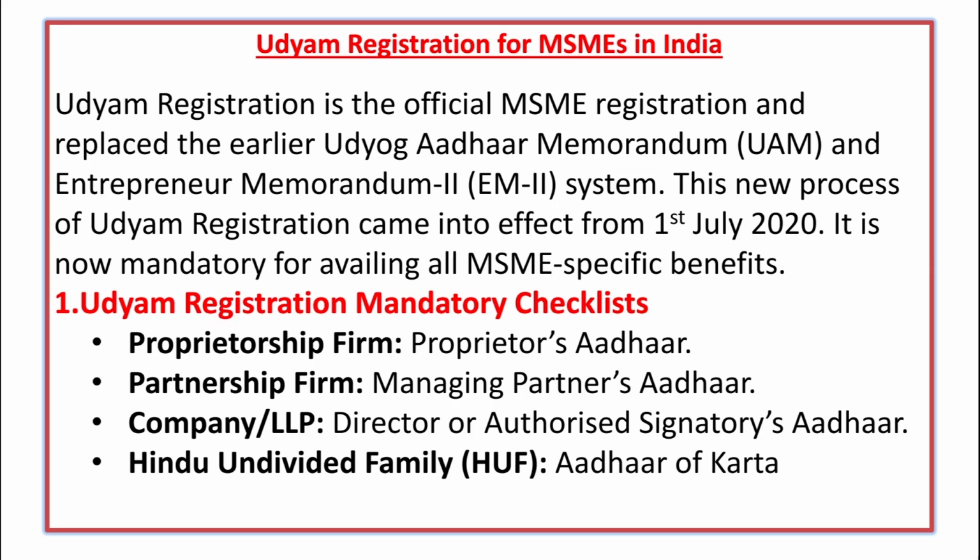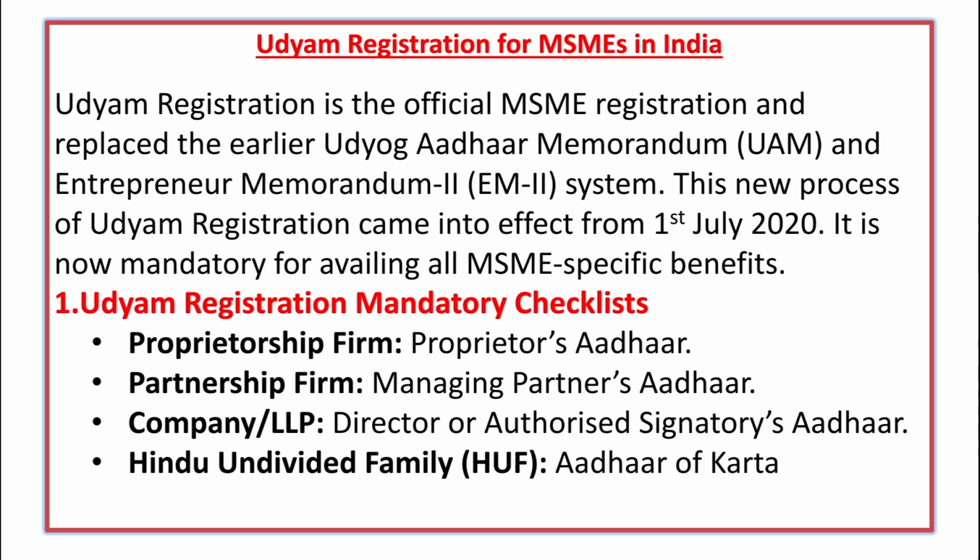Udyam registration for MSMEs in India. Udyam registration is the official MSME registration and replaced the earlier Udyog Aadhar Memorandum, abbreviated as UAM, and Entrepreneur Memorandum 2, abbreviated as EM2 system. This new process of Udyam registration came into effect from 1st July 2020. It is now mandatory for availing all MSME-specific benefits.